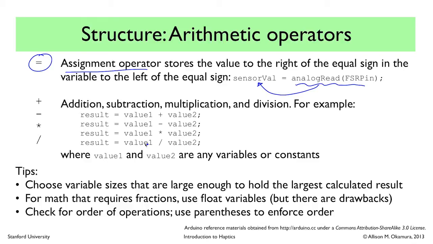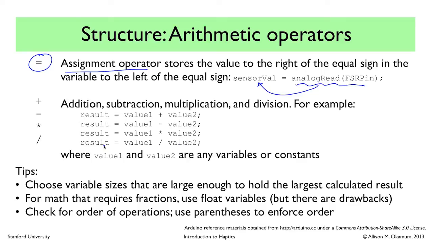Later on, we'll talk about variable types. Ideally, to avoid any confusion, it's best for result, value 1, and value 2 to all be the same variable type. Like they should all be, for example, decimal integers, or they could all be floating point decimal values. So some quick tips: you should choose variable types or sizes which are large enough to hold the largest calculated result. So for example, let's say you had an integer value 1 divided by integer value 2, and the result is an integer.